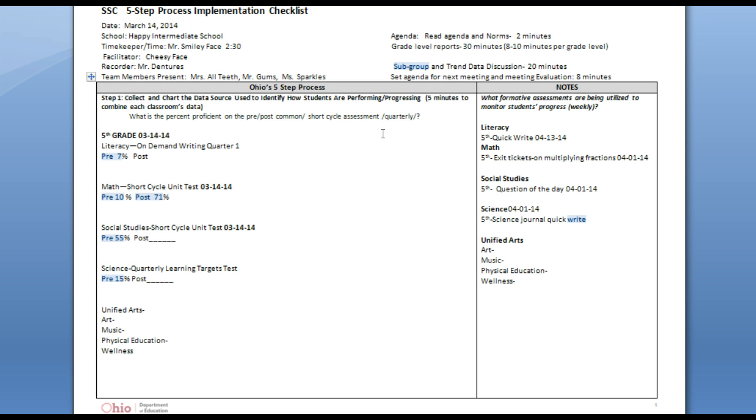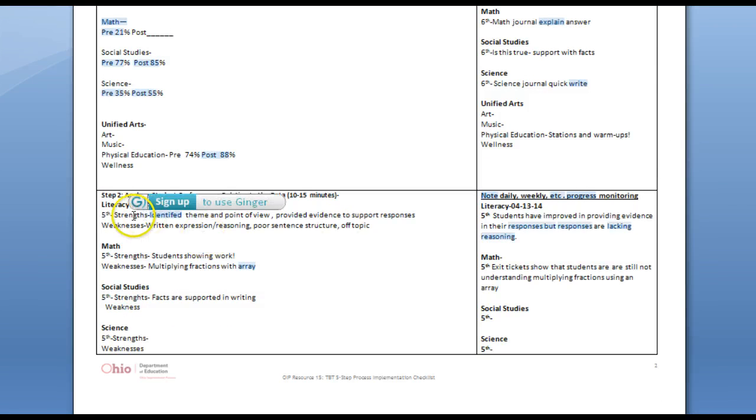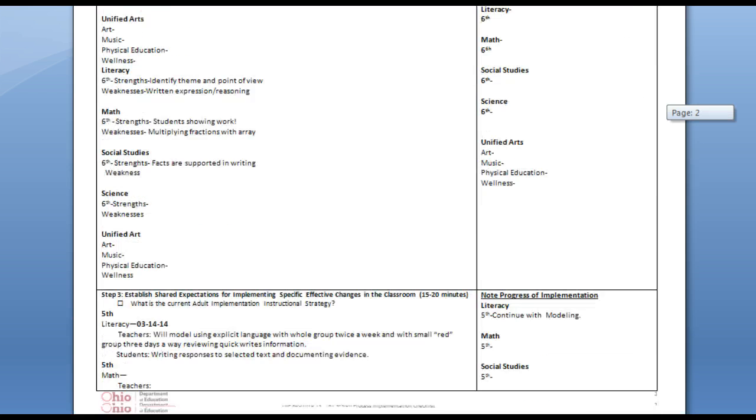So let's look at this Happy Intermediate School. Fifth grade team on March 14th gave information on their literacy common assessment on demand writing. Their pre-assessment passage rate was 7%. In step 2, their literacy, they did strengths and weaknesses for the students on their common short cycle assessment.